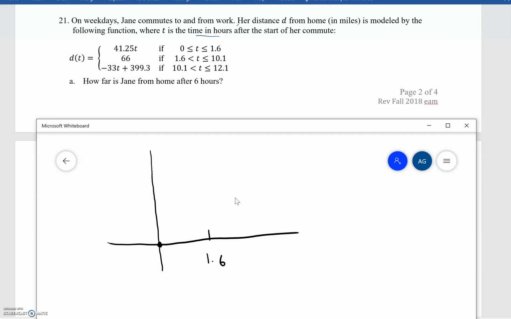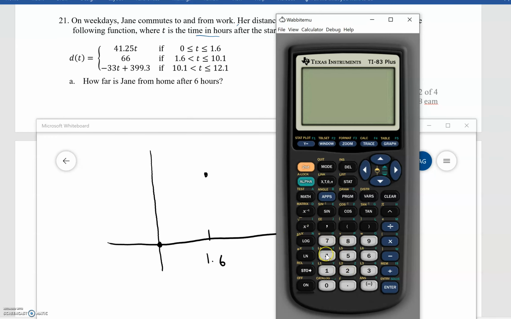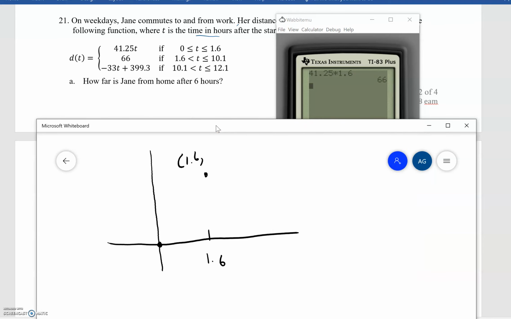And then after 1.6, I'll be somewhere up here. And if you want to know exactly what the coordinates of that point are, it's easy enough to find. We just multiply 41.25 times 1.6. And so that's 66, and that's the coordinates of this point. So this is 1.6, 66. And we connect a line there.